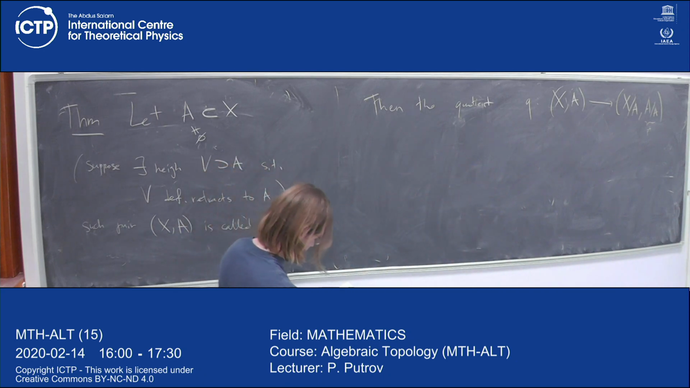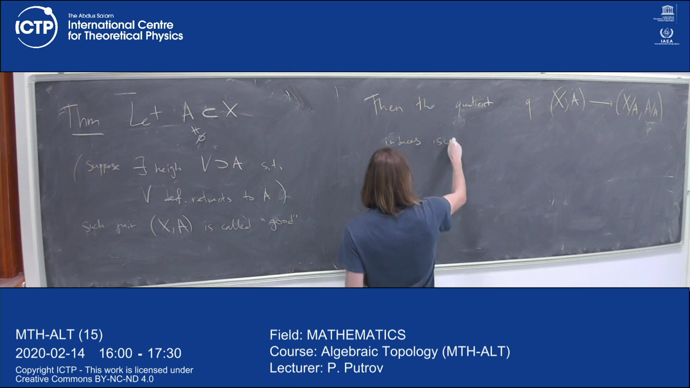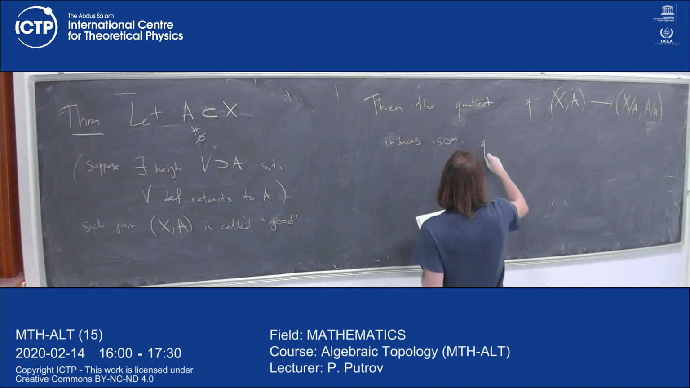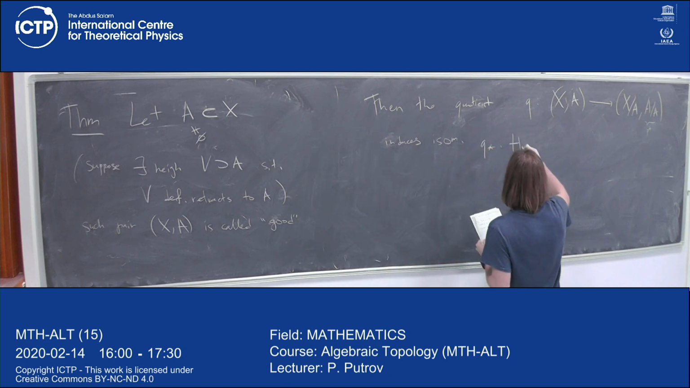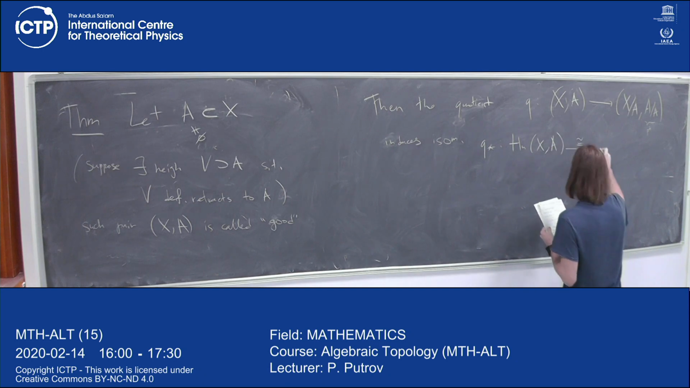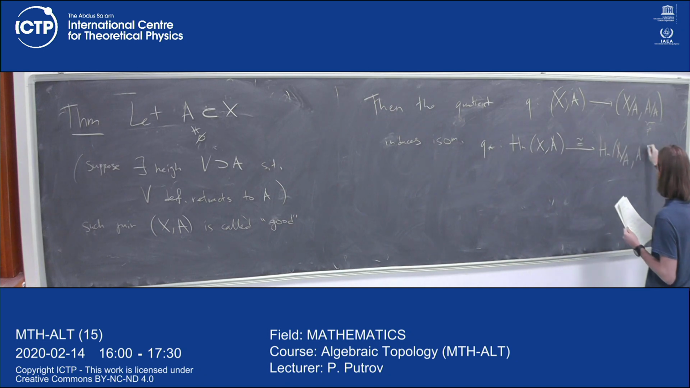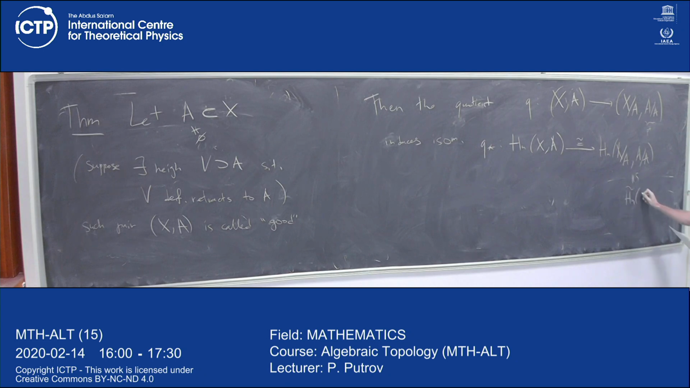Okay. And so this quotient induces an isomorphism Q star on X. And since this is just a point inside this space, this is just isomorphic, again, non-canonically, to the reduced homology.